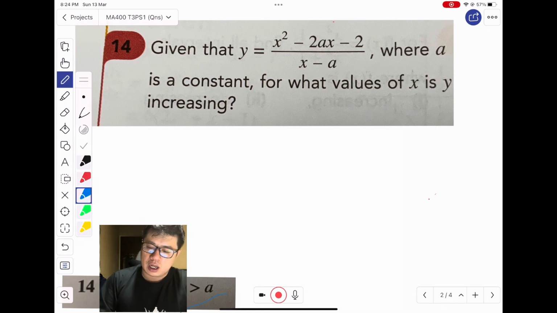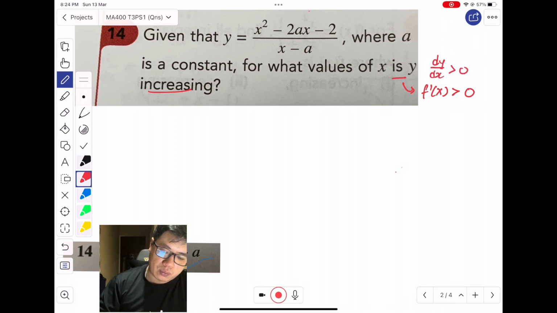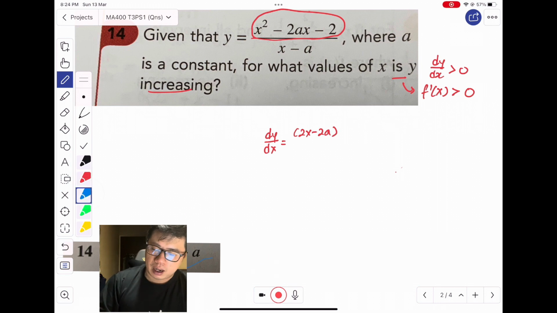All right, so first, we know that if we are talking about y to be increasing, it means that we need our f prime x, or our dy dx, to be greater than 0. So from here, what do we do next is we have to first find the derivative. So let's differentiate, and apparently I have to use the quotient rule. If I differentiate the top first, that will give me 2x minus 2a multiplied by the bottom, which is x minus a.